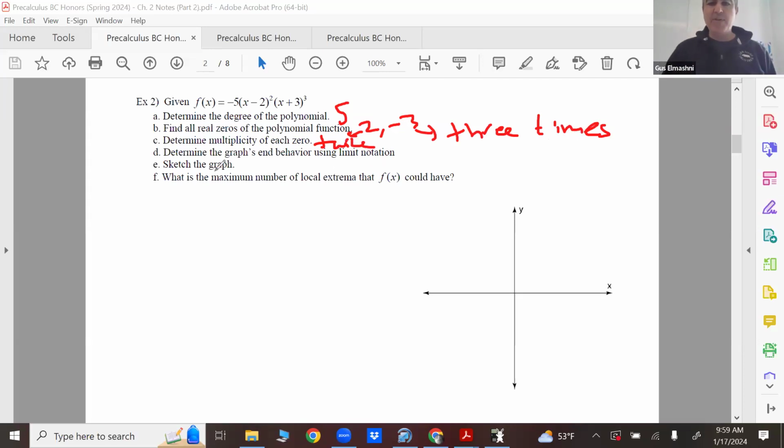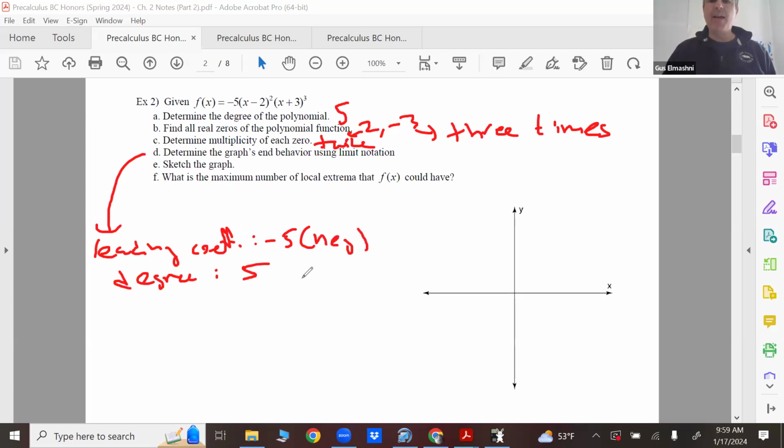Determine the graph's end behavior using limit notation. Okay, well, your leading coefficient is negative, right? Your degree, of course, is 5. So you've got a negative leading coefficient and an odd degree. Remember, the arrows are going to look like this when that happens. How are we going to write this? Now, I'm going to force you guys to write it this way because we are doing calculus in 2 or 3 months from now. So I'm going to force you to write it like this.